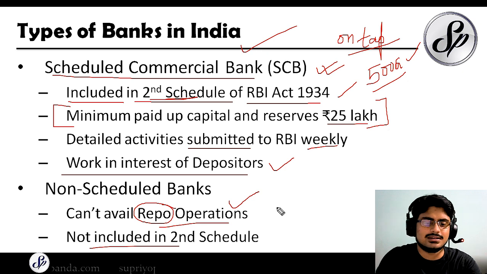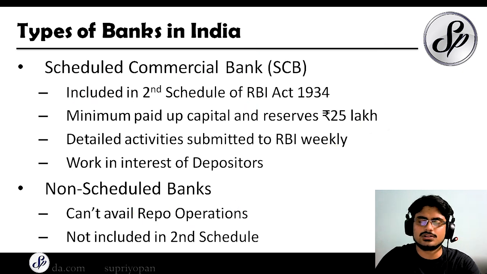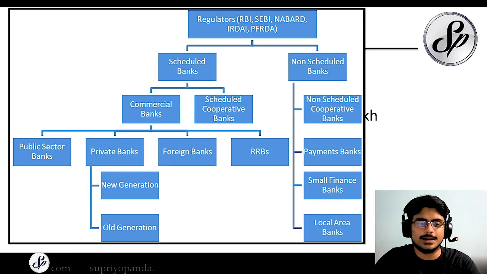Now let us take a look at the overall structure of the banks in India. So here we are with the overall structure. At the top of the food chain, you have the regulators. Now who are the regulators? RBI, the Reserve Bank of India, regulates all the banks in India. Then you also have SEBI, the regulator for the capital markets and some part of the money market as well. Then you have NABARD, the bank which regulates all the agricultural and rural development matters.